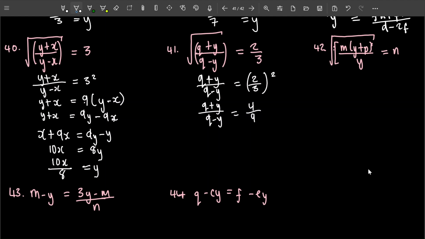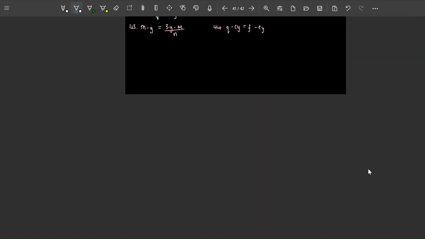What do we do? Cross multiply to break your fractions. So 9 goes and multiplies the q plus y. So 9 is multiplying q plus y. If you're not sure, you take a pencil, you do that and that. And then it is equal to, equal sign, don't you forget it. 4 is there and it's multiplying q minus y.